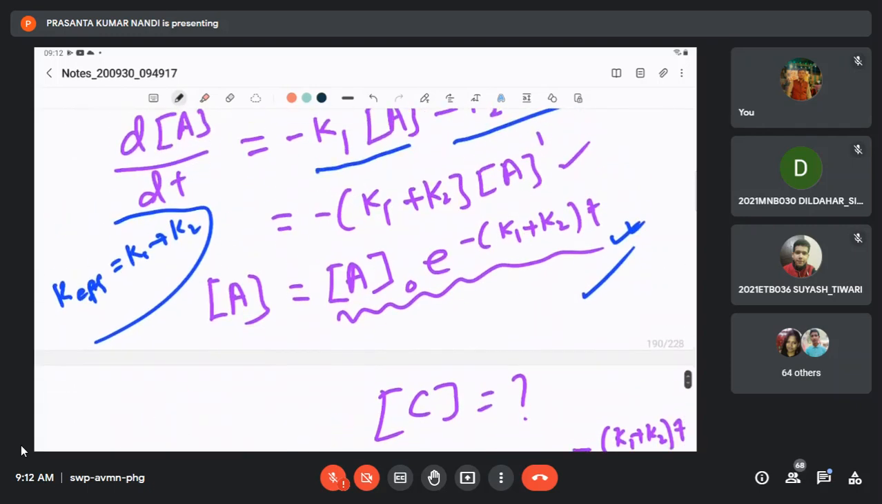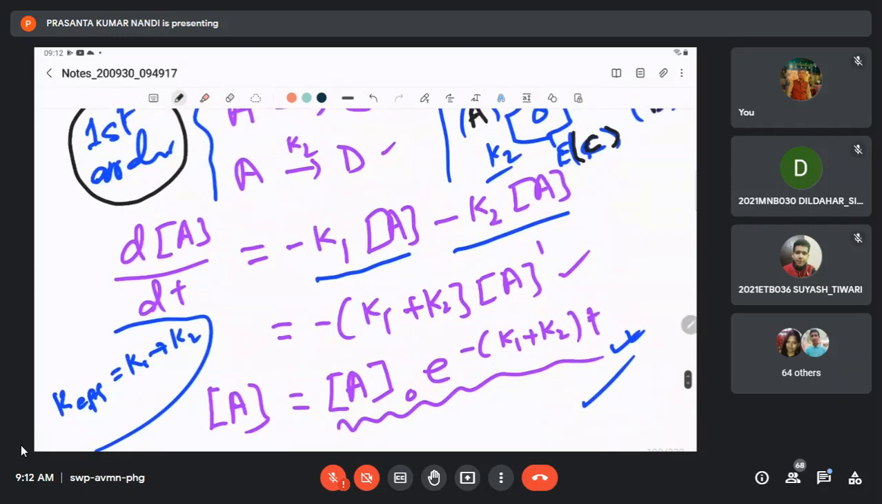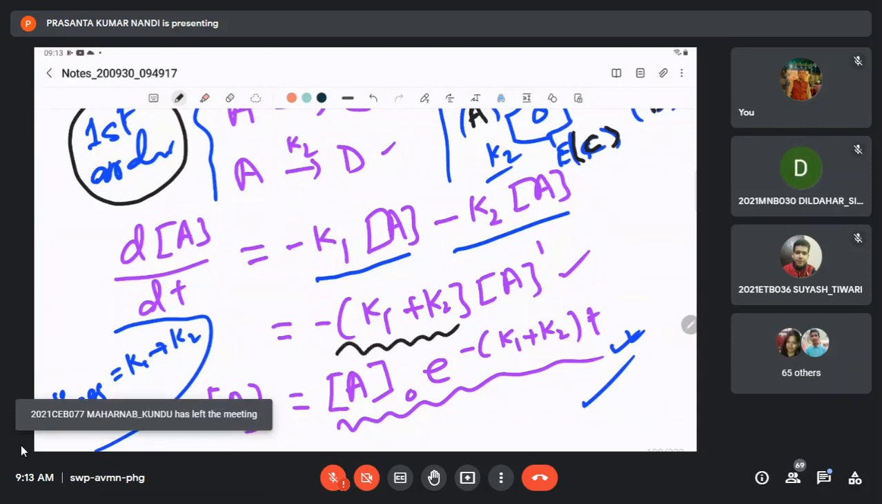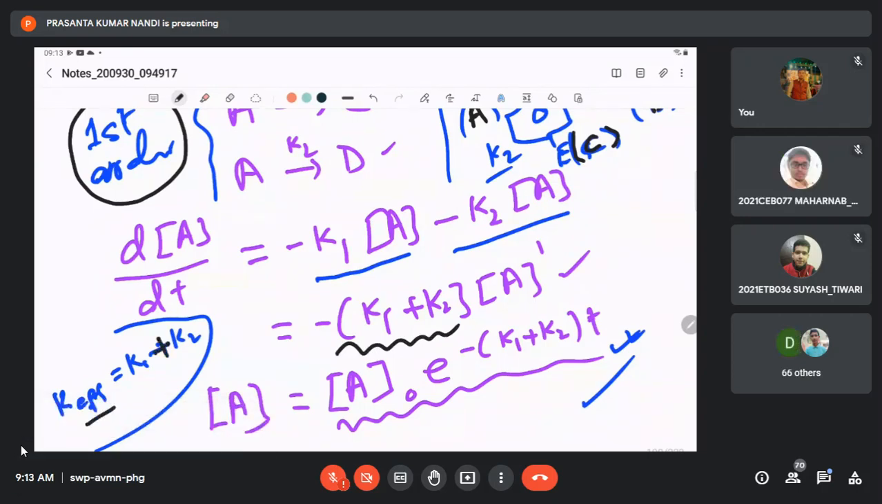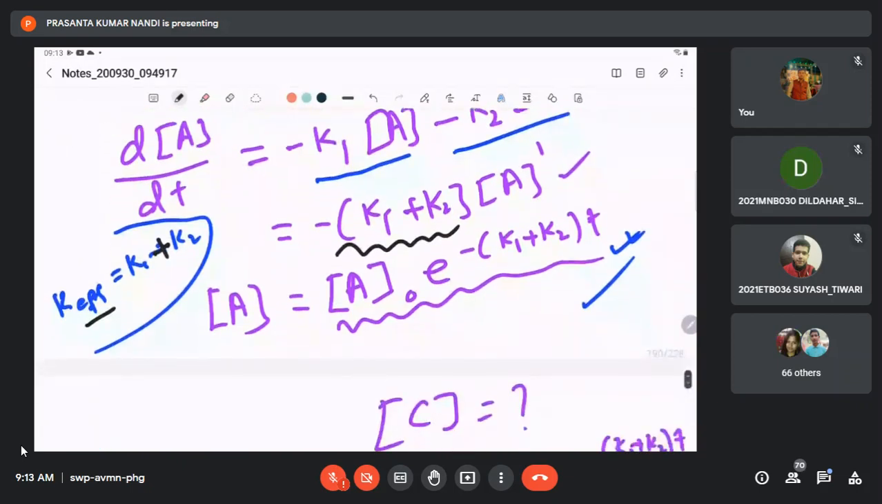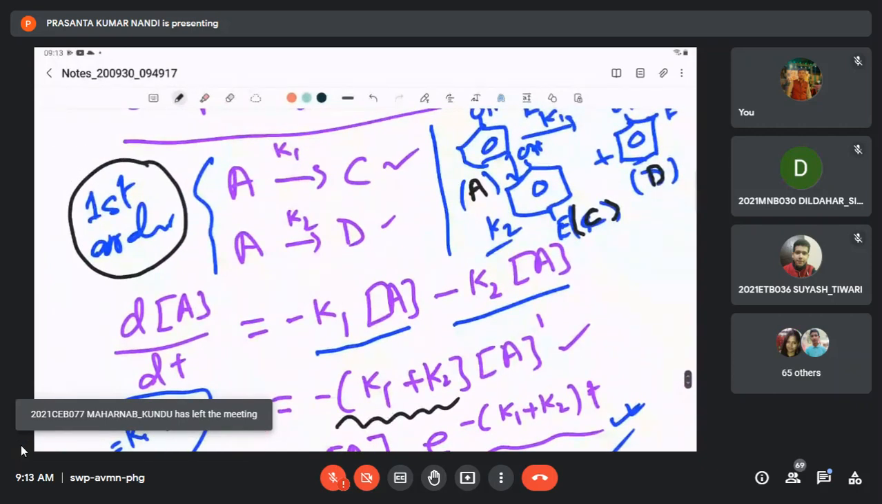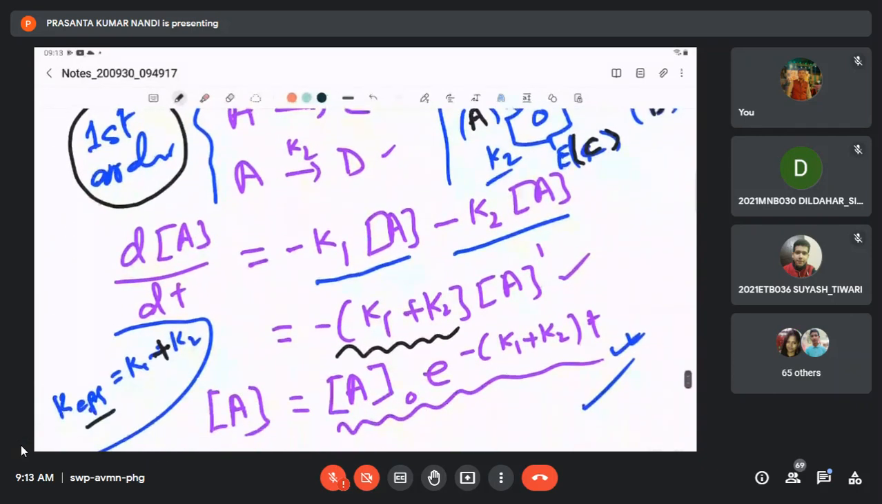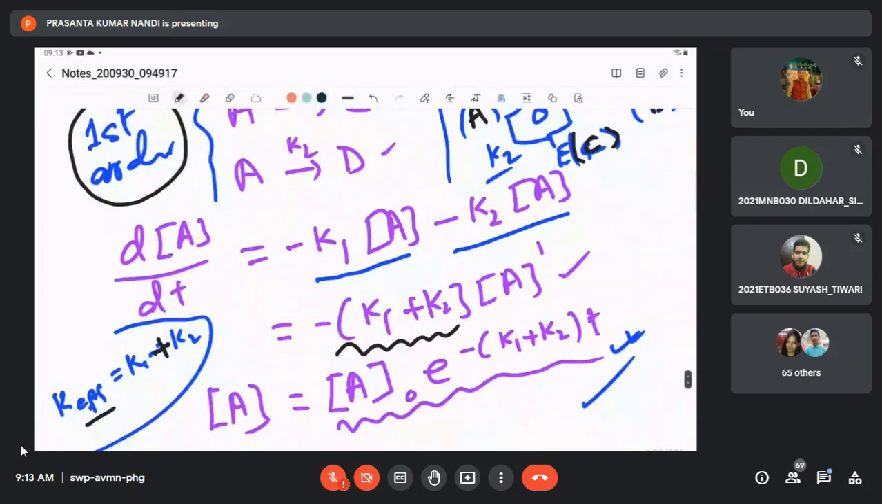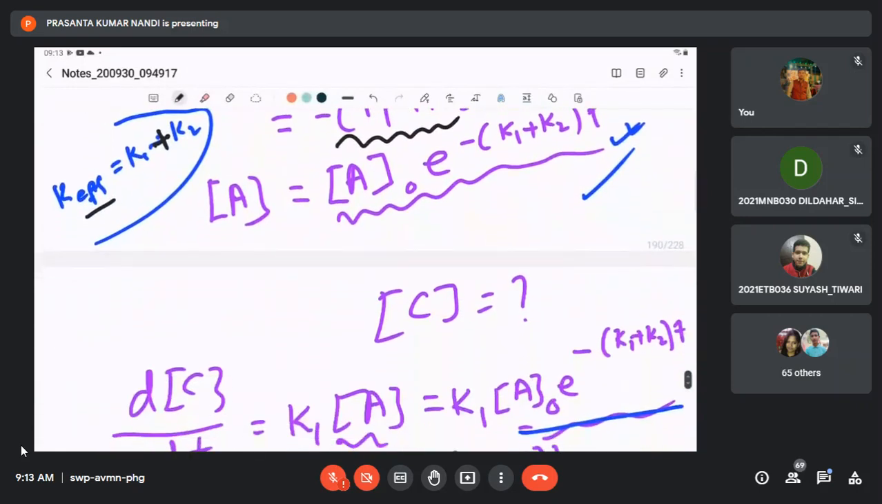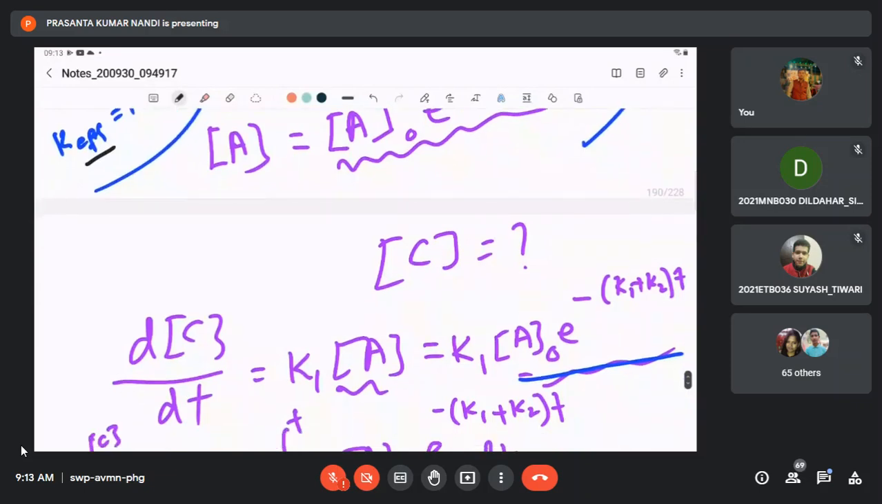And can we write like this? A equal to A0 into e to the power minus K1 plus K2 t, because this is a constant quantity, a rate constant, and it is taken as K effective. We can put K effective. So now, what is the concentration of C and what is the concentration of D? That we have to find out. So A equal to this expression, and what is the rate of formation of C?